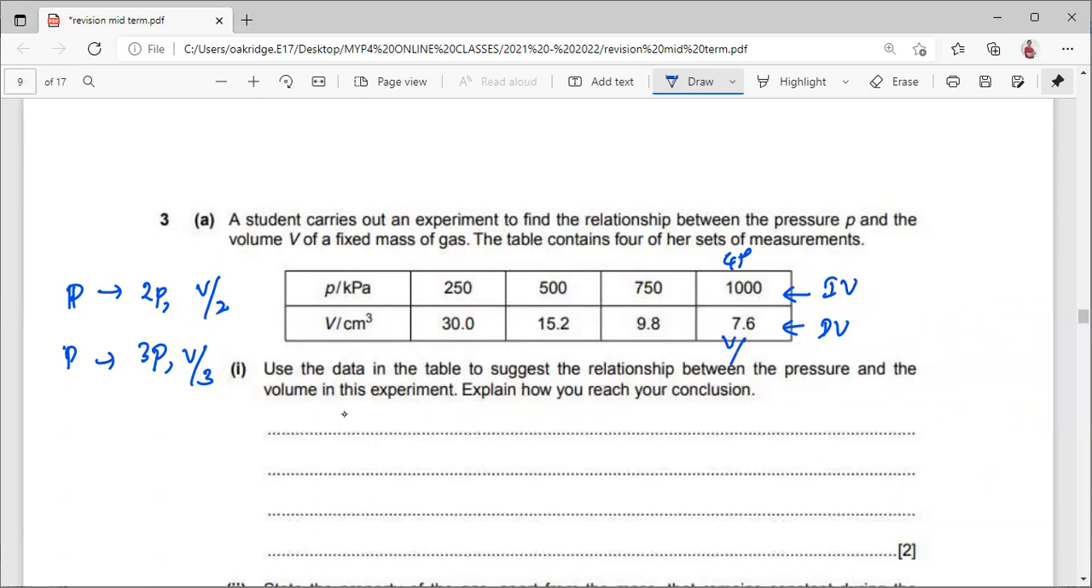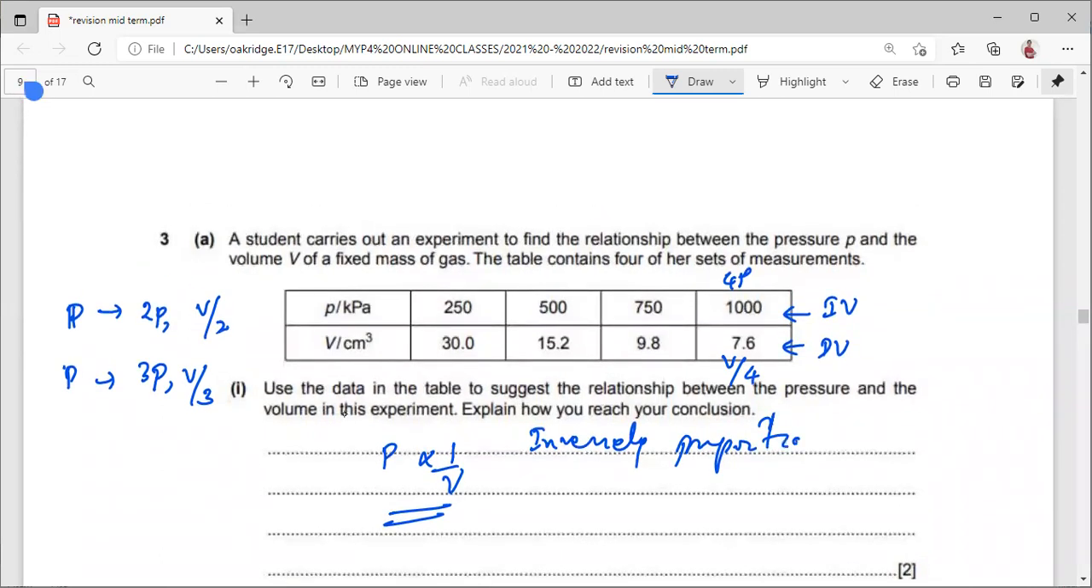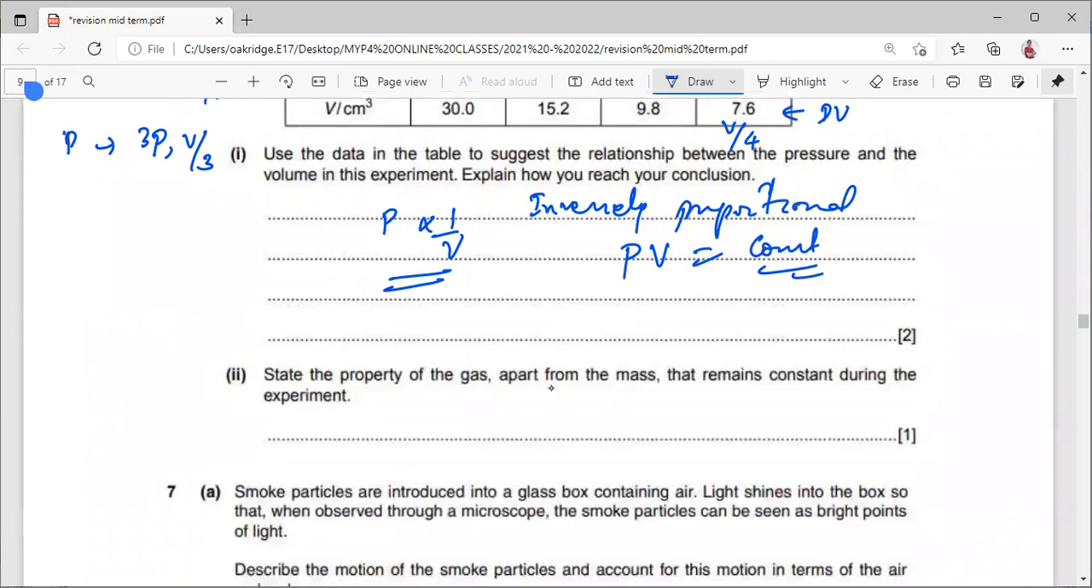You get the answer as 7.6, V by 4 over here. That's what you observe here. You can say that pressure and volume are inversely proportional. Remember, whenever we use the term inversely proportional, we should see to it that the pressure multiplied by volume in every trial should always give rise to the same constant value.